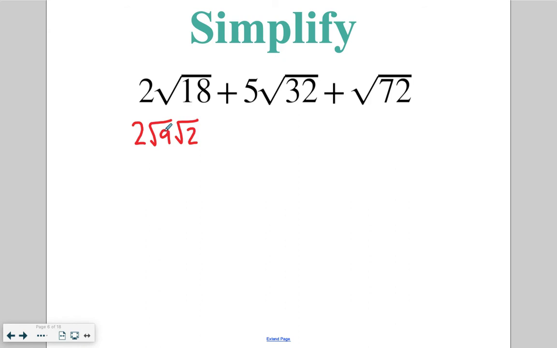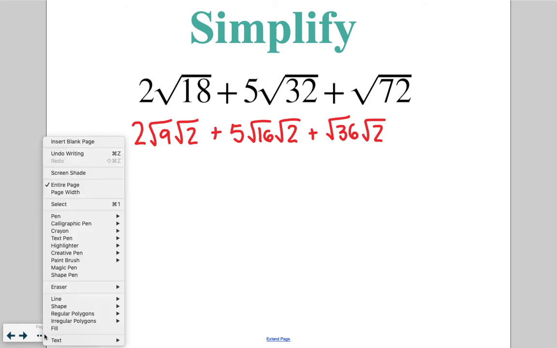So I'm going to look at these two numbers, 9 and 2, and I'm going to say, okay, is 32 divisible by either one of those? 32 is divisible by 2, and that breaks down then into the square root of 16 and the square root of 2. This works because 16 is a perfect square. Then we look at the last one. Can that be divided by 2? Yes, it can, and we get the square root of 36 times the square root of 2. So now we have simplified all of these, and I'm going to continue by actually solving those.